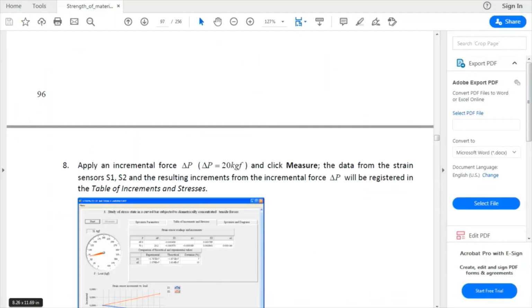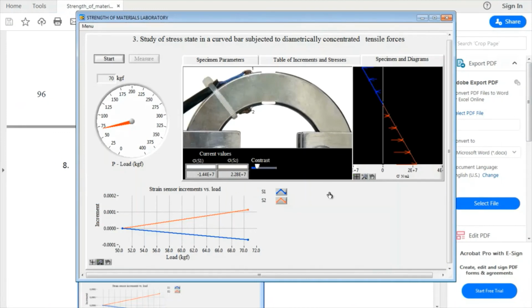Yes, this will finish our experiment. The third experiment, which is a study of a stress state in a curved bar subjected to diametrically concentrated tensile force.